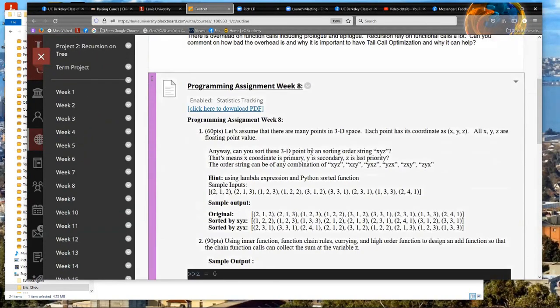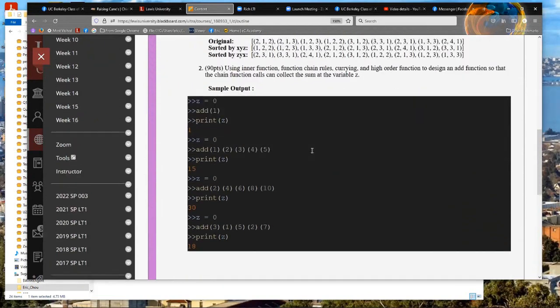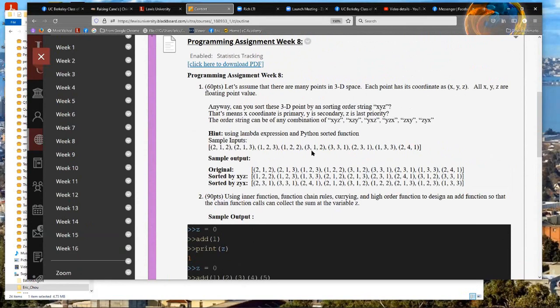Assignment. The sample input has to be only one combination of the letters, right? It's not mixed. You have the 3D data originally like this, so you need to sort by the order of X, Y, Z. X is major, and then Y, and then Z. But when you do sorting, you sort Z first, then sort Y, then sort X. You will get this. You should sort from the last one first.